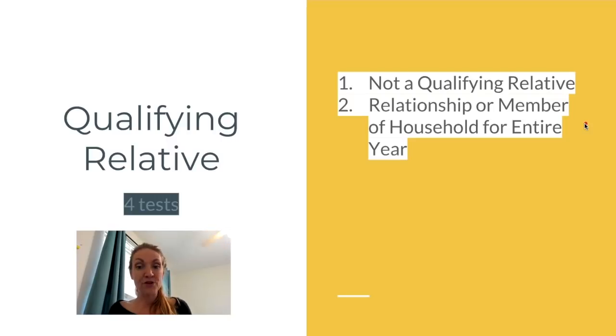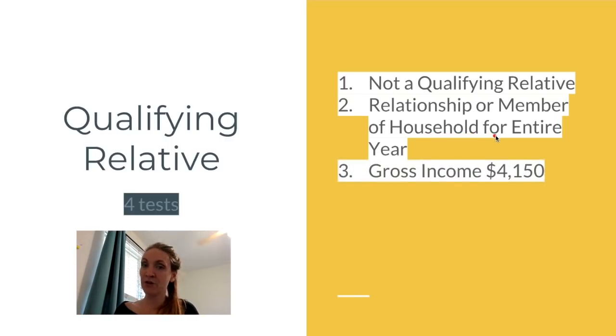Number 2, relationship or member of household for the entire year. So what this means is they either meet a relationship test or they are unrelated to you, but they live in your household for the entire year. That's how you can claim someone who is not actually related. Number 3, gross income. They can't have earned income of more than $4,150. And if you recall, this number should sound familiar. This is the amount that the personal exemption would have been this year. And that would have also been the dependency deduction.